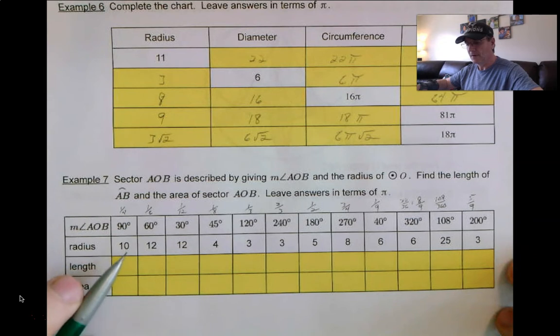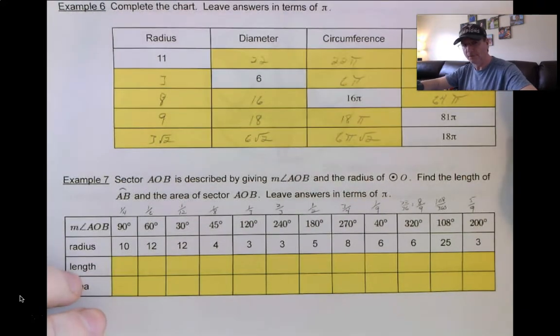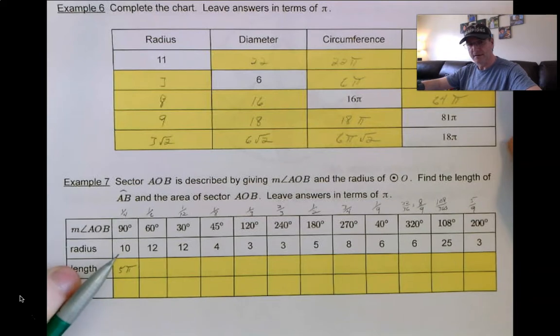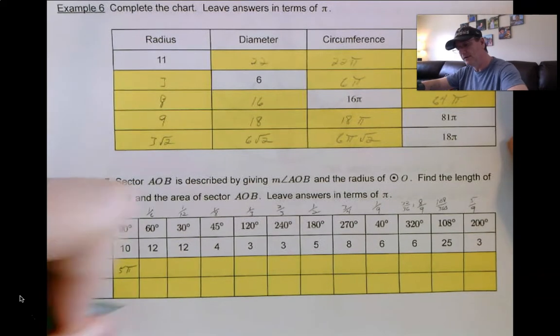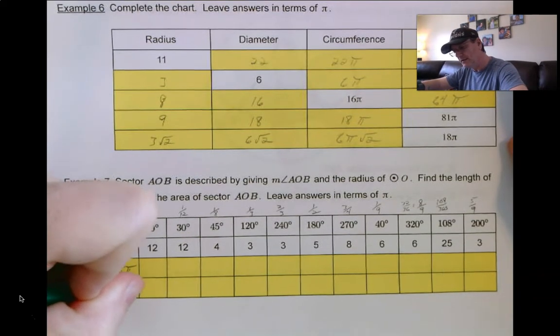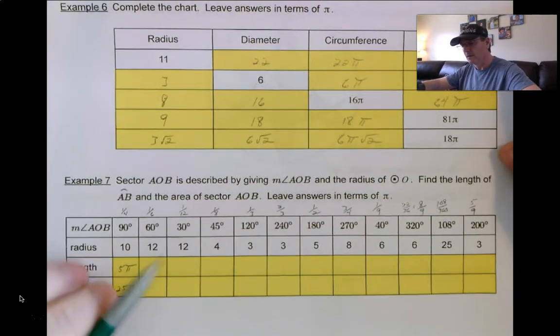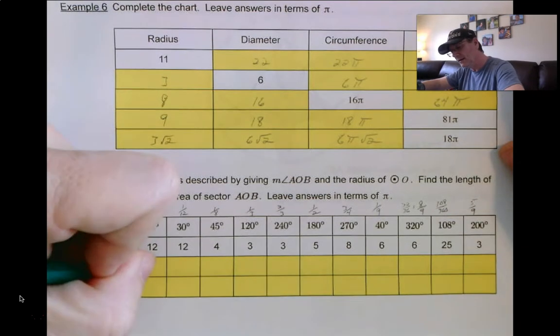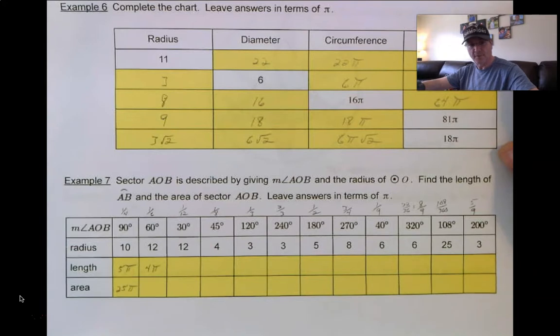Circumference. If the radius is 10, the circumference is 20 pi. 1/4 of 20 pi. So 1/4 of 20 is 5 pi. Area is 100 pi. 1/4 of 100 is 25 pi. The radius is 12. The circumference is 24 pi. 1/6 of 24 pi is 4 pi. The radius is 12. The area is 144 pi.